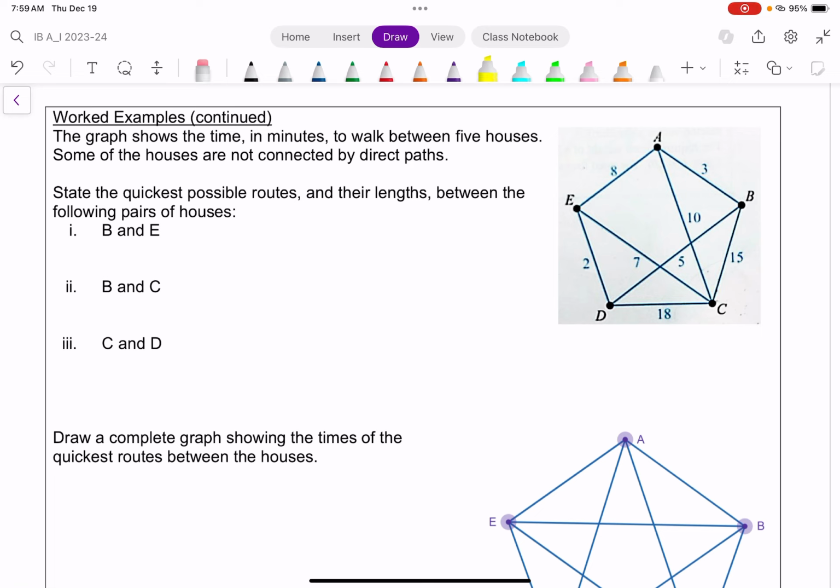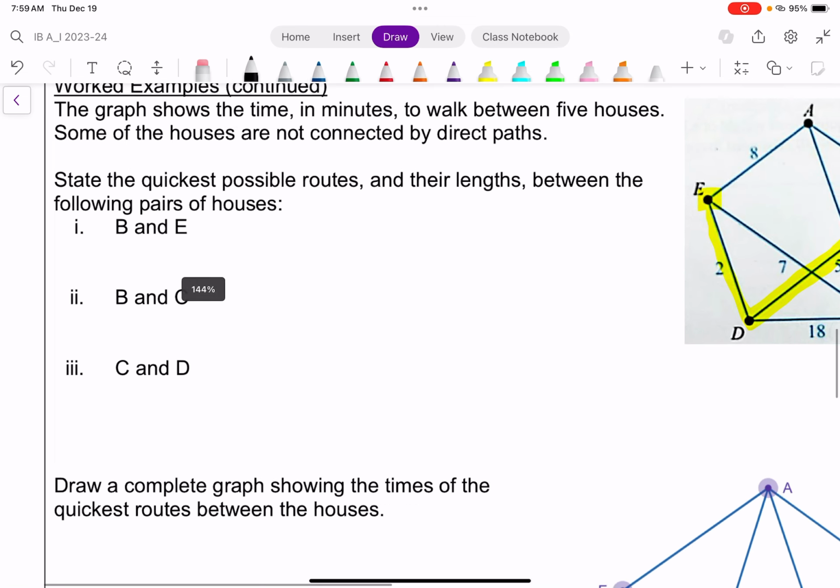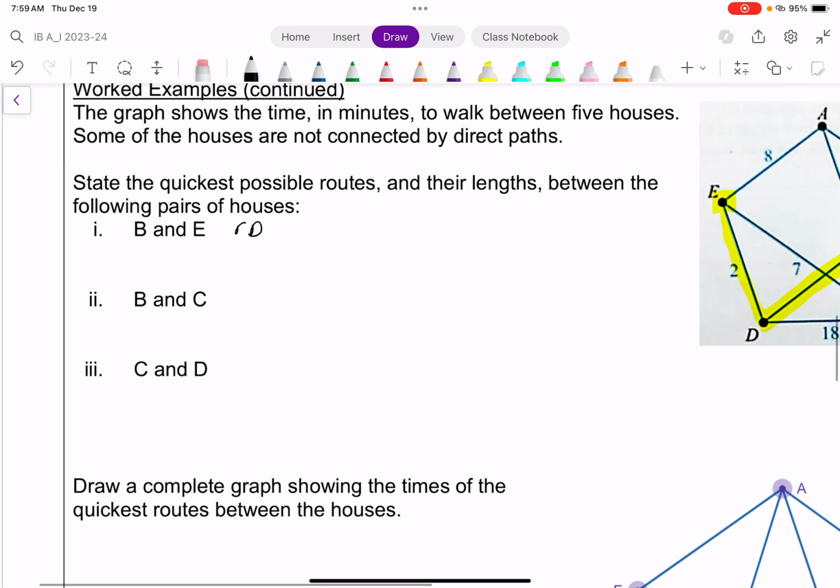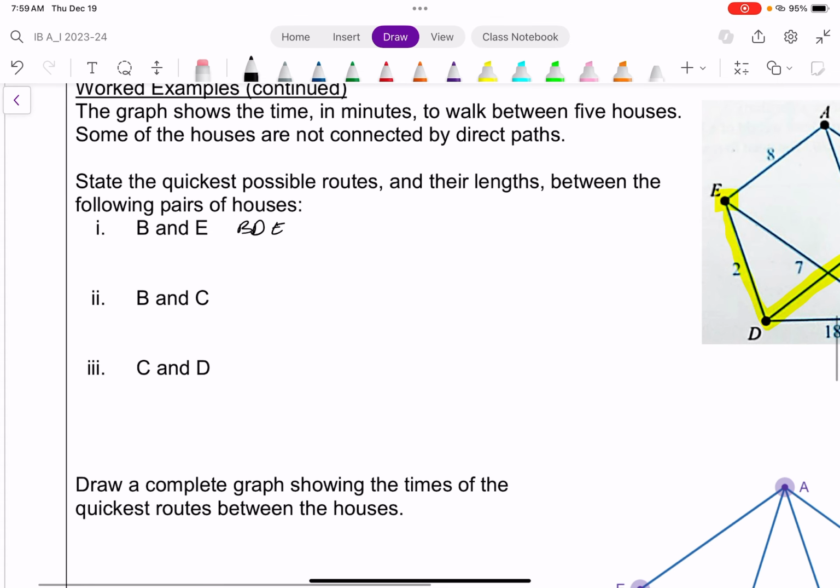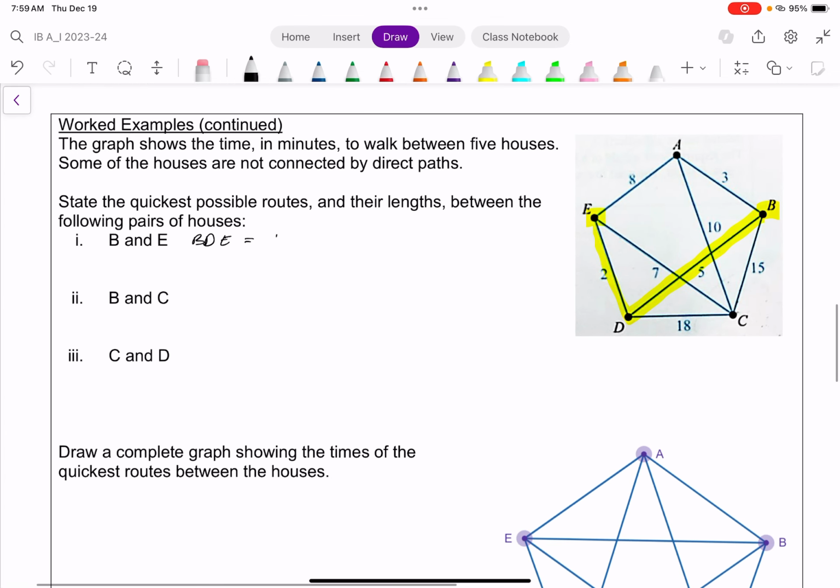So from B to E. So from B to E, the shortest possible length is actually going to be going here and here. So BDE. And that length is 5 plus 2, which makes 7. Okay, that's the shortest possible route there.